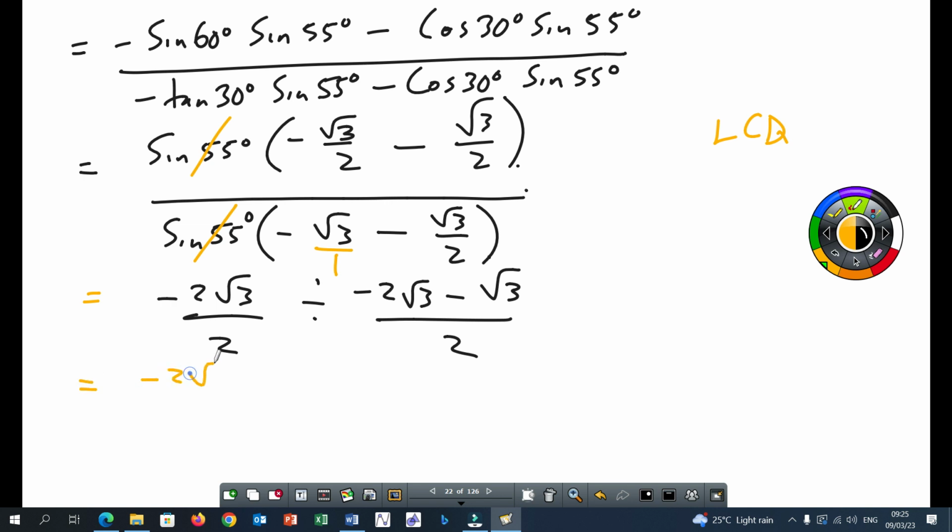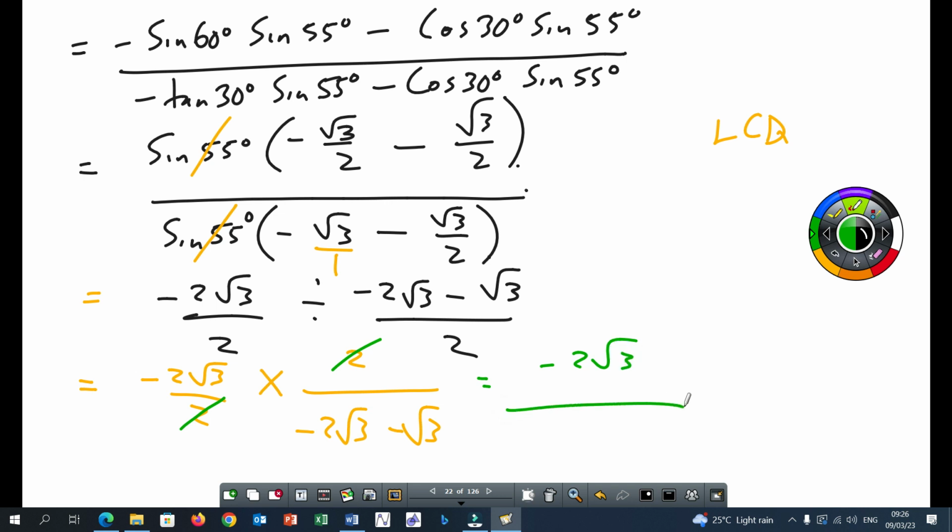Right, so that would be minus 2 root of 3 over 2 times 2 over minus 2 root of 3 minus root of 3. I'm smiling already. So these two cancel out. Do you see that? Then we are going to get minus 2 root of 3 divided by minus 2 root of 3 minus root of 3.